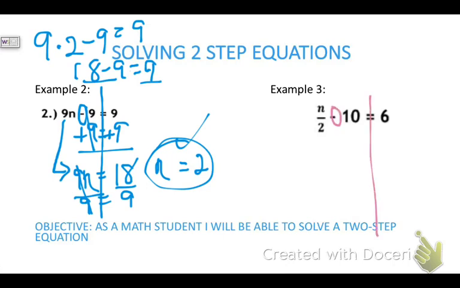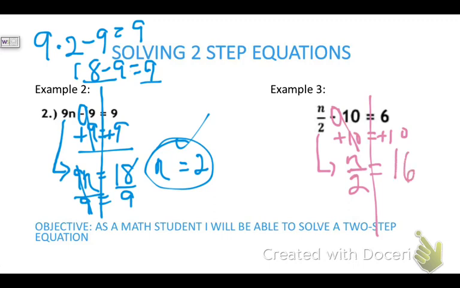So we want to draw our line down the middle. Do the inverse of subtracting, which is adding 10, and we've got to do it to both sides, okay? So this becomes 0. We drop this part down here, so we have n divided by 2 equals 16.